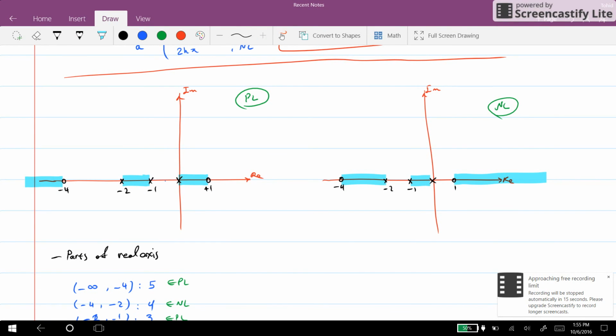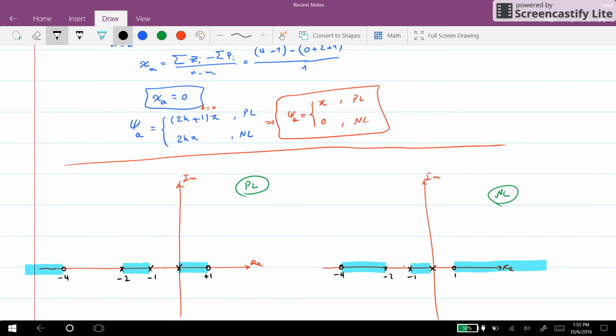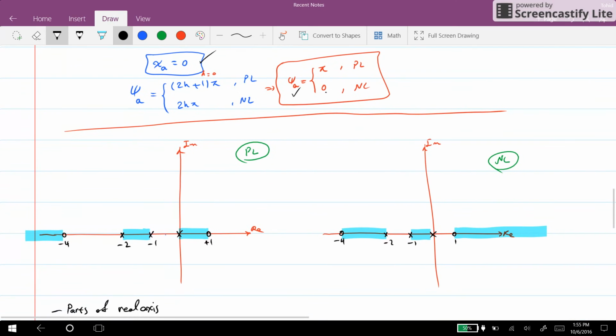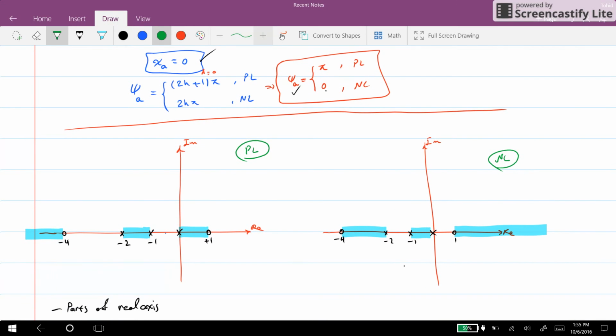So indeed here we can also plot the asymptote. I will do it right now. For the asymptote, we have sigma_a equal to 0 and the angle phi_a equal to pi and 0 for different cases. So here we will have an asymptote starting from 0 and going towards minus infinity for the positive locus. And for the negative locus, it will start here and it will have the angle of 0. So this will be our asymptote.